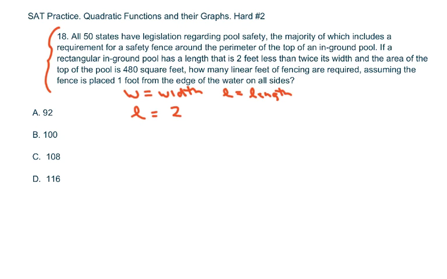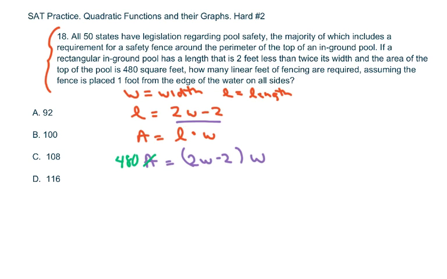So, 2 less than twice the width. The area of a rectangle is length times width. So we're going to have length times width. Oops. And our length is that. So we have 2W minus 2 times W. Now set this to the area. The area they said is 480, so that equals 480.